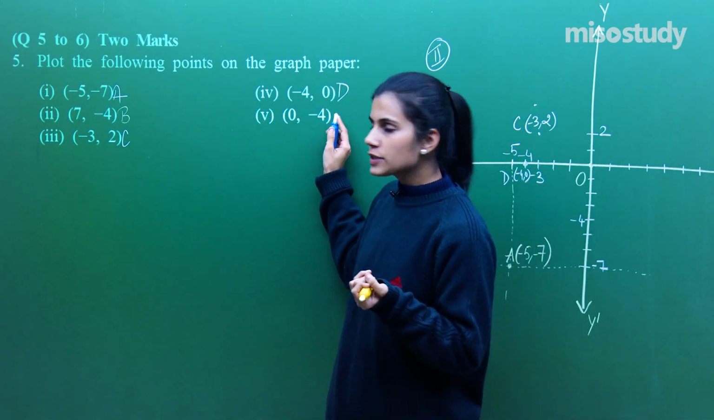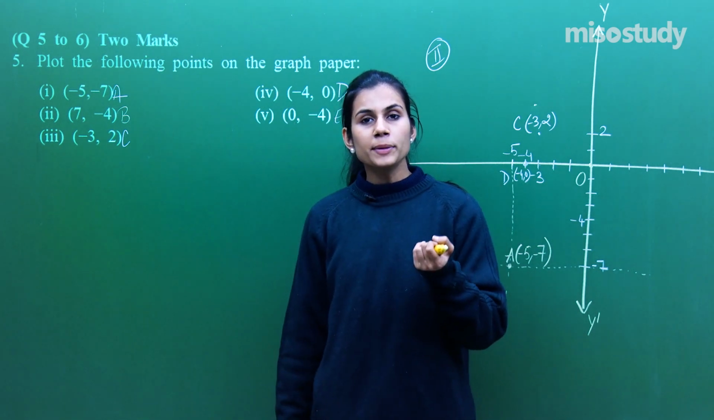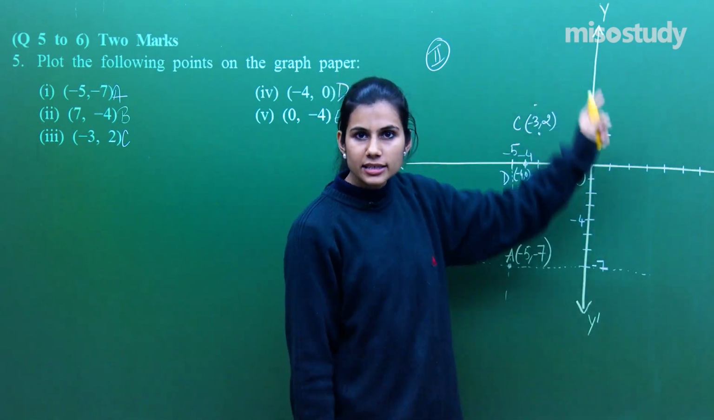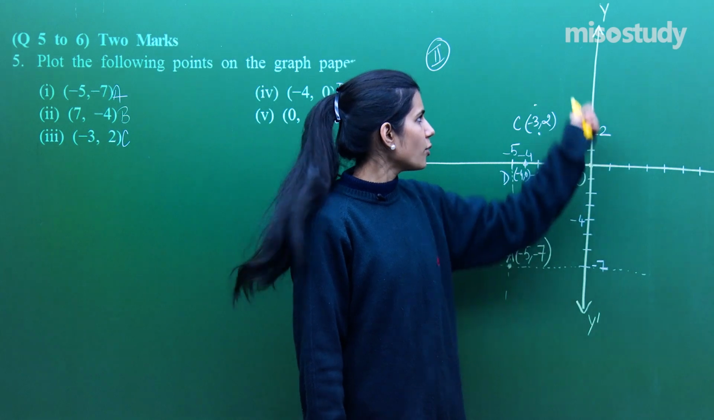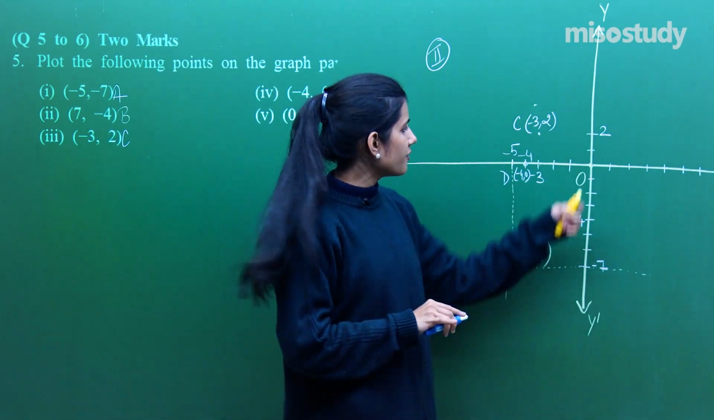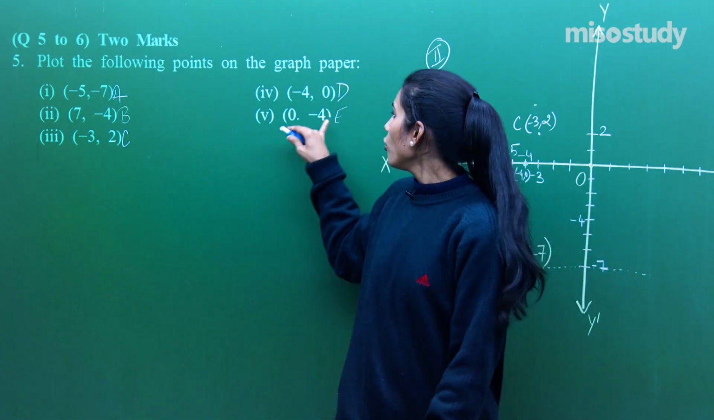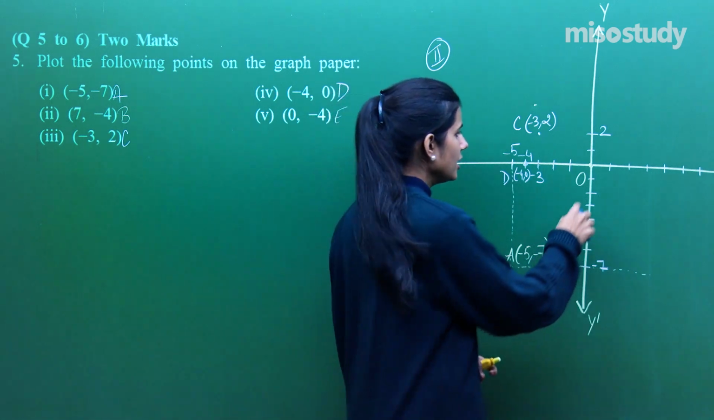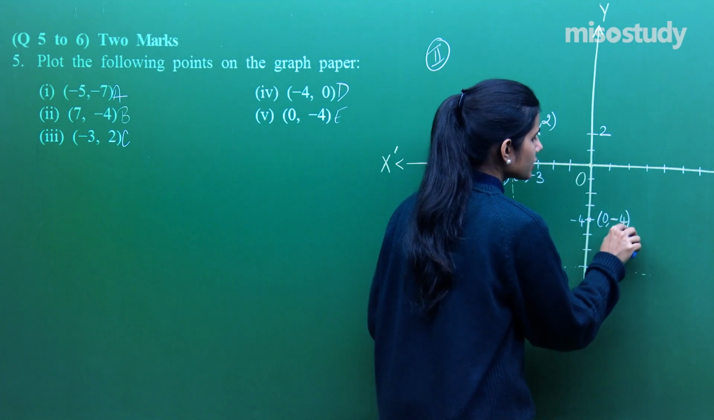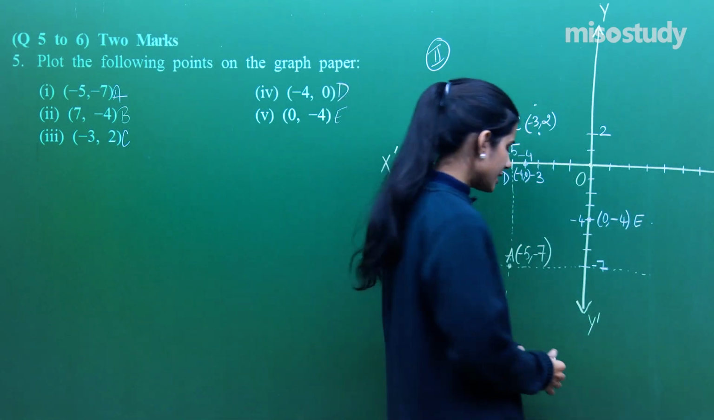Next is 0, -4. Here x coordinate is 0 means the distance of that point from the y-axis is 0. That means the point is definitely lying somewhere on the y-axis. Now the y-axis is divided into 2 parts, the positive y-axis and negative y-axis. Because y coordinate is negative, that means the point is lying somewhere on the negative y-axis. Where is it lying exactly? You just need to measure 4 units along the negative y-axis. 1, 2, 3, 4. This point is 0, -4. That's how you plot your points in the coordinate plane. Let's move to the next question.